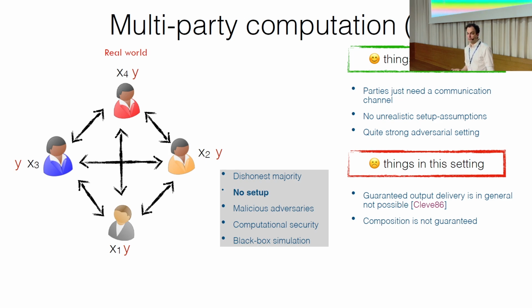In particular, in the dishonest majority setting, you cannot guarantee that parties can recover the output of the computation. Not even fairness is guaranteed, which means you can be in a situation where the adversary gets the output, but honest parties don't. Unfortunately, unless for some specific functionalities, there is nothing we can do. This is a problem of this strong corruption setting. And composition is not guaranteed.